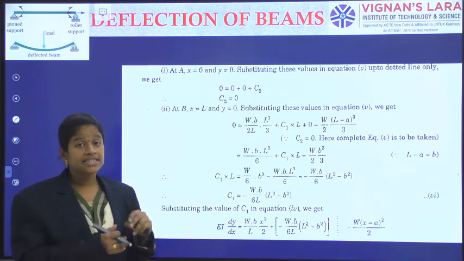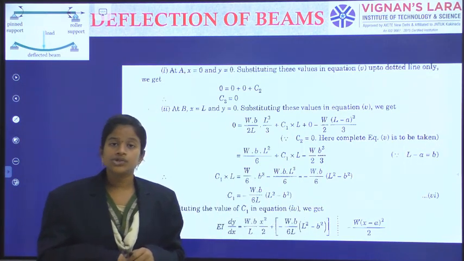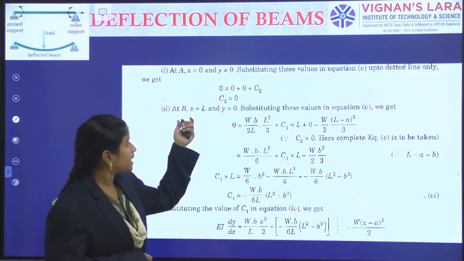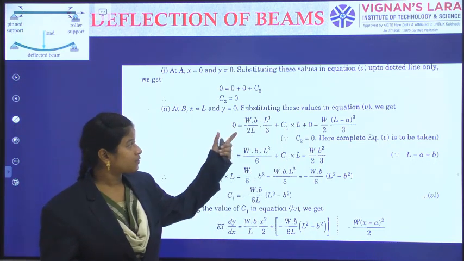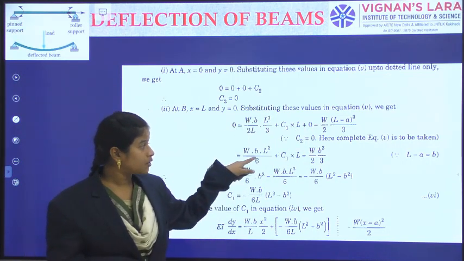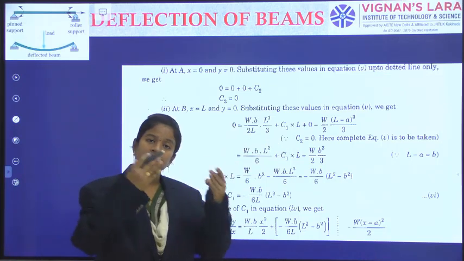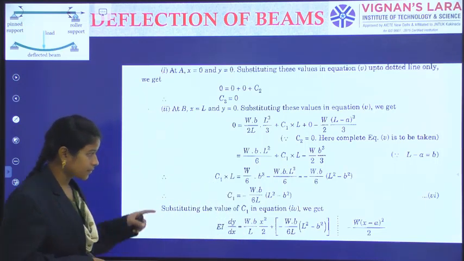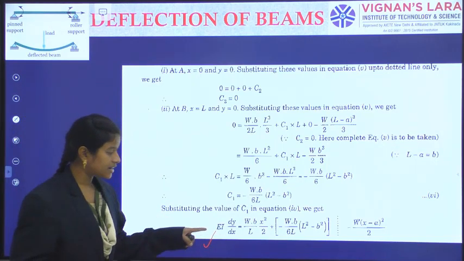Next, at x is equal to L, y is equal to 0. Where is it located? It is located in between C and B. So, what should we do? In the deflection equation, the complete equation needs to be considered. So, at x is equal to L, y is equal to 0. Substituting these values in the equation, C2 is substituted and C1 is the only unknown coming out. After substituting in the main slope equation and deflection equation, we will get the C1 answer and C2 answer like this, and substituting C1, you have observed EI dy by dx like this.